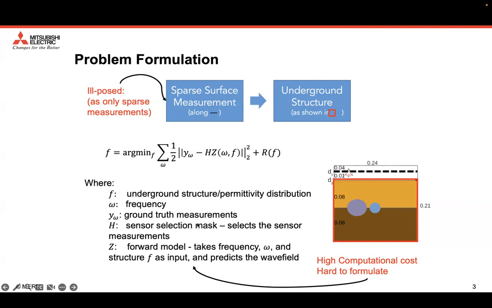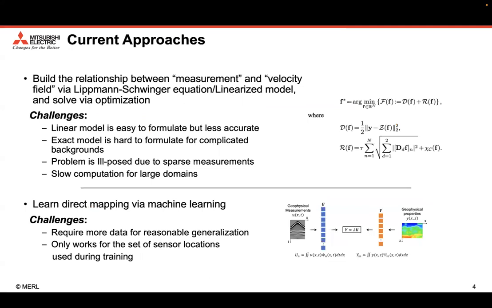Now, the problem with this type of formulation is that you need accurate knowledge of the forward model Z, which is fine in the case where you have a simple background, for example a homogeneous background, such as free space. However, once the background becomes complicated, we do not have accurate knowledge of the physics of the wave propagation, which makes this problem significantly harder.